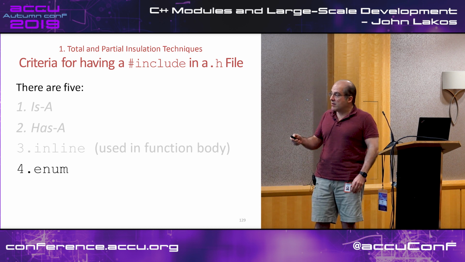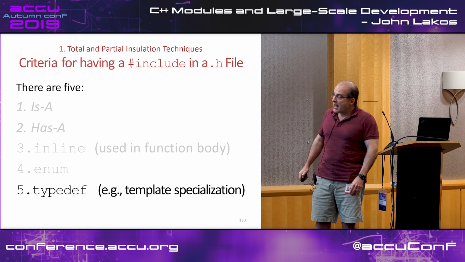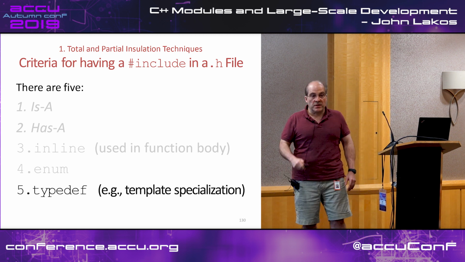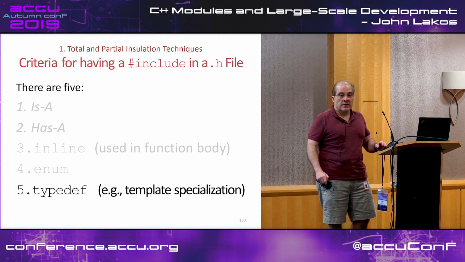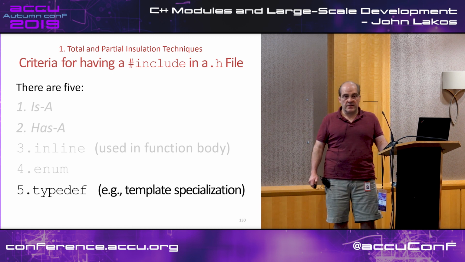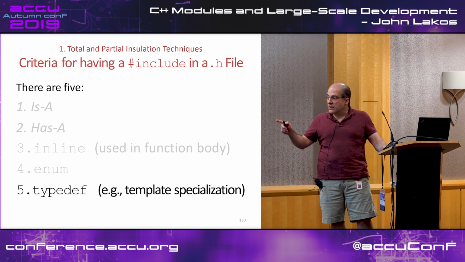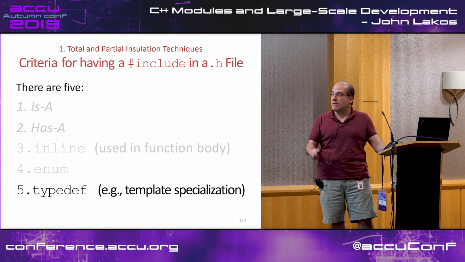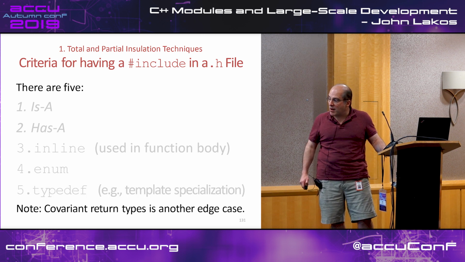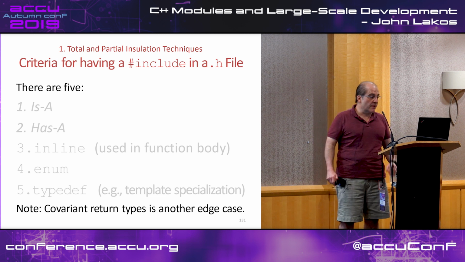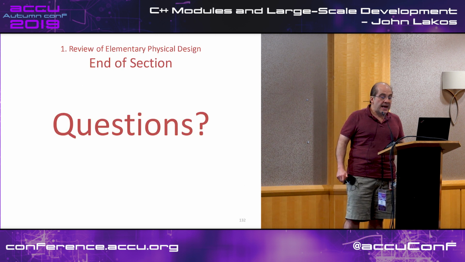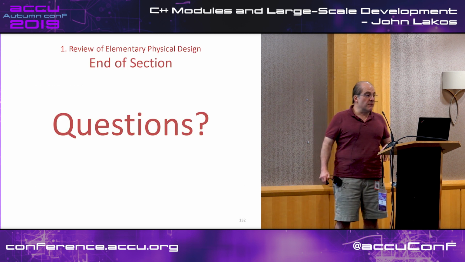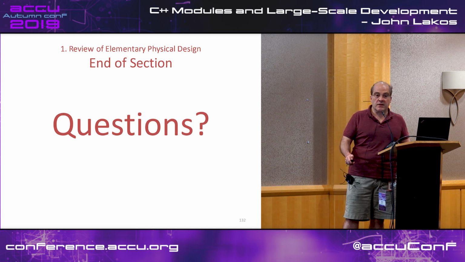Slide aside. So enum is another one you can't forward declare, and typedef, e.g. to a template specialization. So std::string, you can't forward declare std::string, so you do that. So those are the 5 reasons. And there are some other special edge cases like covariant return types and so on. Anyway, this was the review of this part that gives you an idea of what's going on.